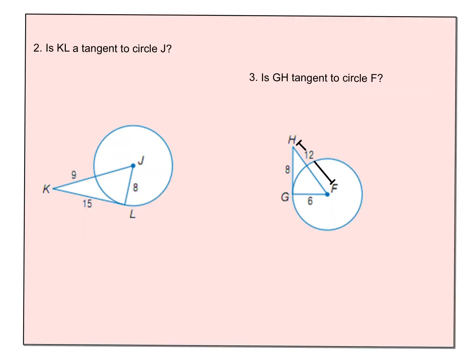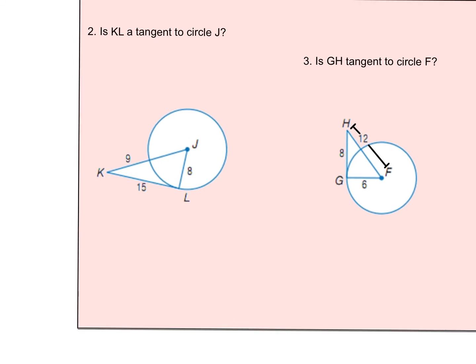So as I look at number 2 here, is KL a tangent to circle J? How could I figure that out? Well, in order to be tangent, this would have to be 90 degrees. Okay, how can I make that work? Well, let's see. If that's 8, that's 8 because the radius of a circle never changes. So if I'm trying to see if this is a right triangle, I can run it through the Pythagorean theorem and compare. Remember, if I run it through the Pythagorean theorem and it works, then absolutely you can say that yeah, that's a right triangle for sure.